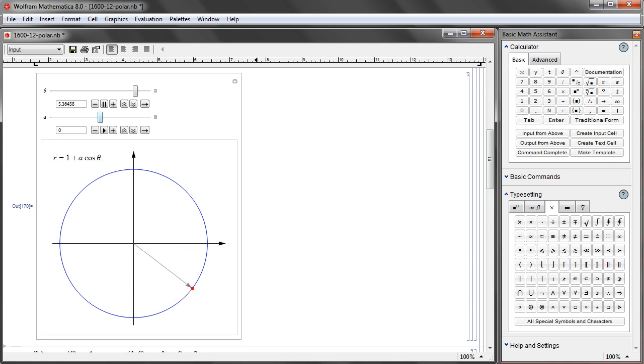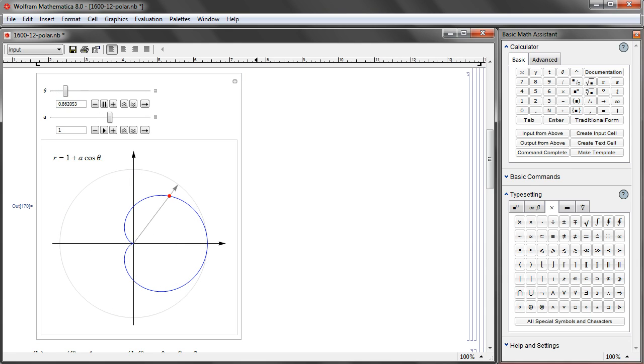Not very interesting? Okay, let's change a value into 1. And this situation is called cardioid. Kind of looks like a heart. That's why it is called cardioid. Now, a value is 1. So we have r is 1 plus cosine of theta.